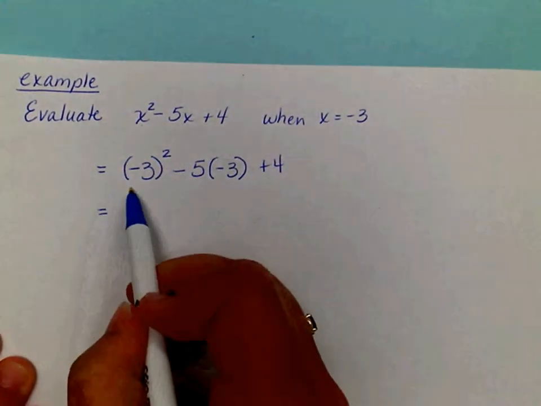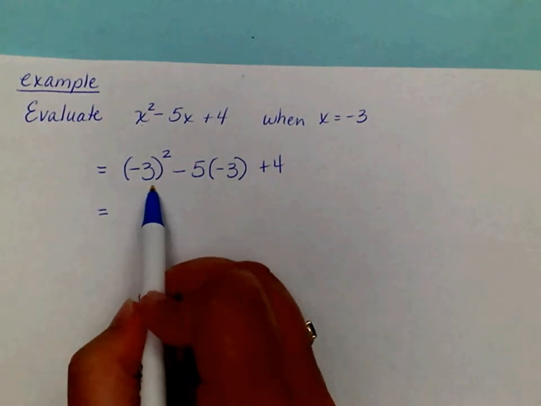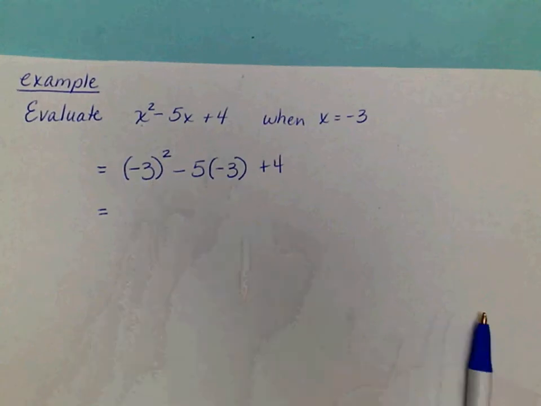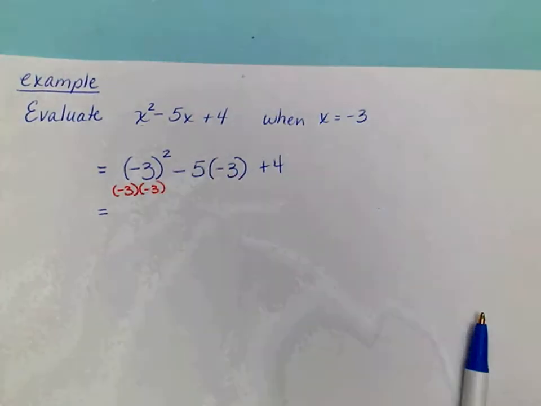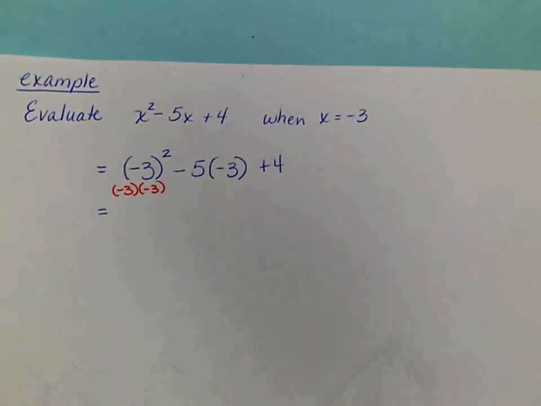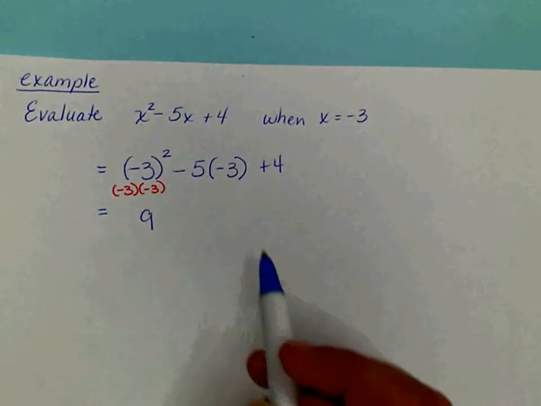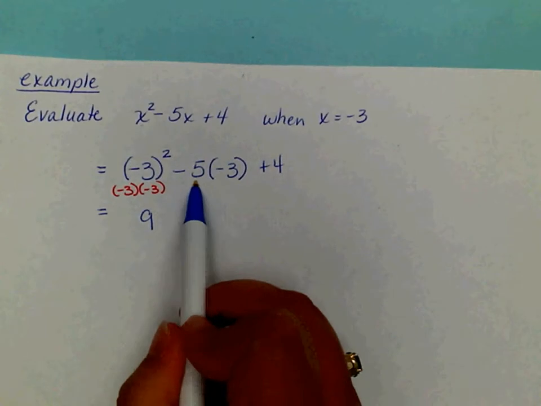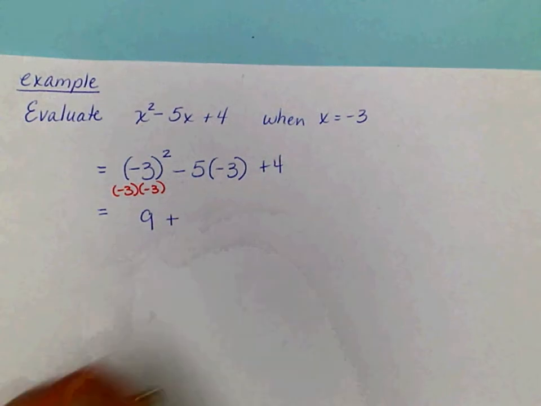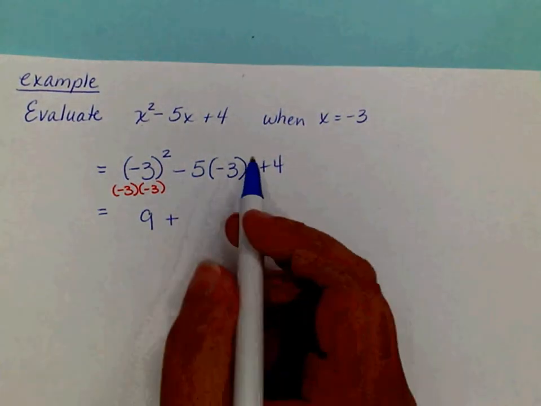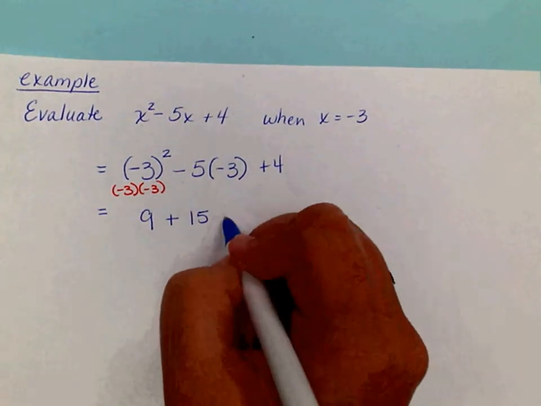Now, starting from left to right, we want to simplify. First thing we see is our negative 3 raised to the second power. So technically that means we have negative 3 times negative 3. Notice that negative times negative is a positive, and 3 times 3 now gives us our positive 9. Next in line we have negative 5 times negative 3. Again, negative times negative is a positive. 5 times 3 is 15. And then bring down our plus 4.